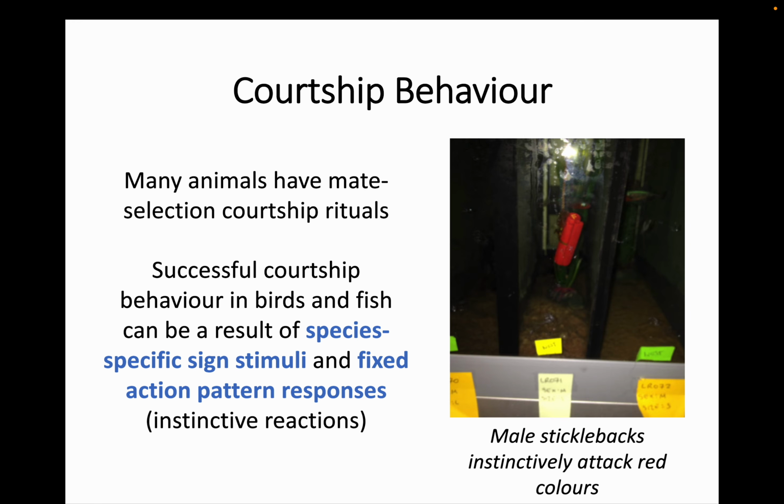In birds and fish, though, there can be species-specific sign stimuli, which is really quite difficult to say, but that's for example like the red pen. It's something that a member of that species shows, and it's also showing the breeding season is here, the time for breeding is here, that sort of thing, and there'll be these fixed action pattern responses, which is a very fancy word for saying instinctive reactions. So this is where you're either going to be attracted to this colour or this display, or you're maybe going to attack it if it's a rival male. It's just an instinctive reaction in a form of courtship behaviour.